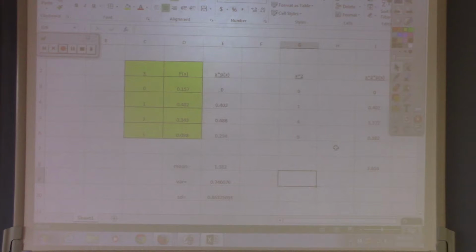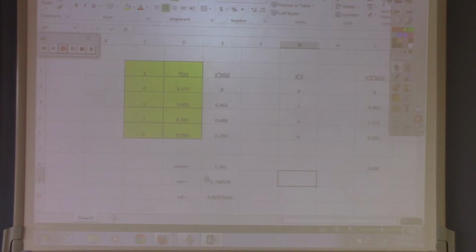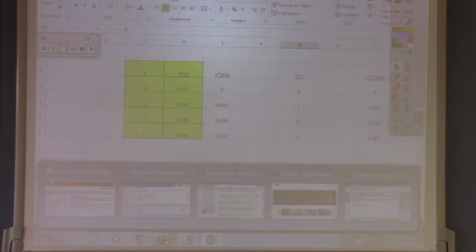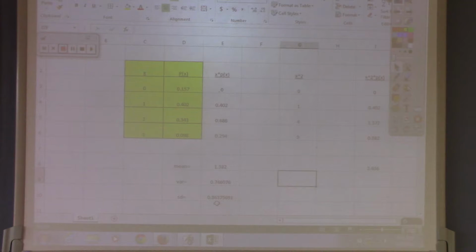So, you need to be able to make a probability distribution, and then you should be able to find the mean and the standard deviation. So what was our mean on that one? Our mean is 1.38. Oh, look there. It's asking for the variance or the standard deviation. And the standard deviation is 0.86.